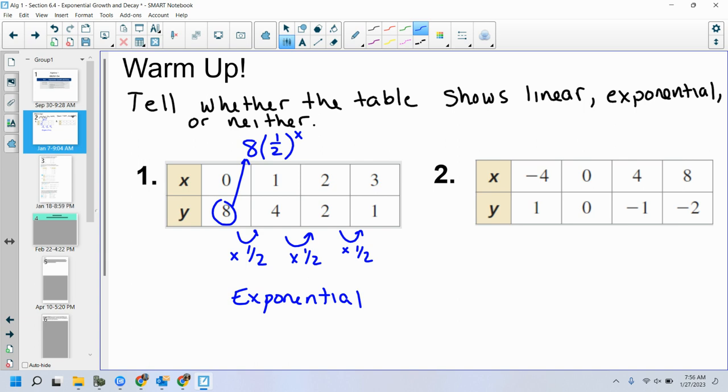Take a look at number 2. Is that exponential? No. What pattern do you see? Yeah, -1. That's just linear. Make sense? Questions about that?